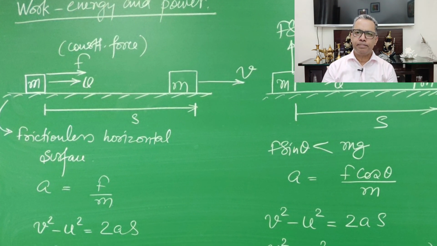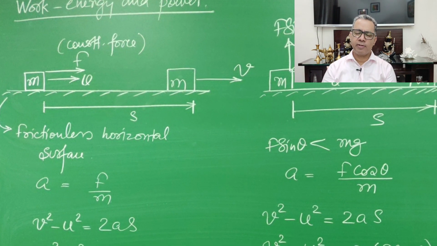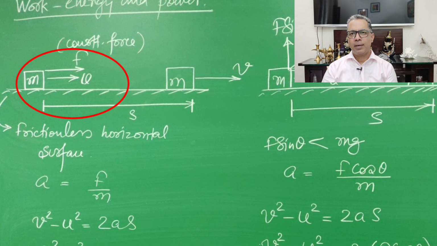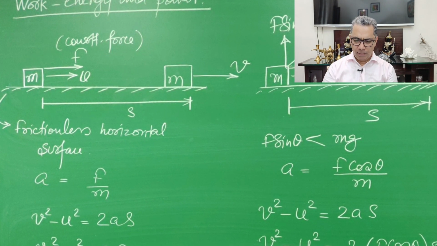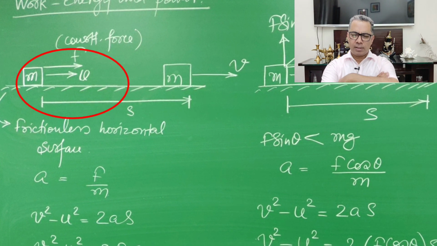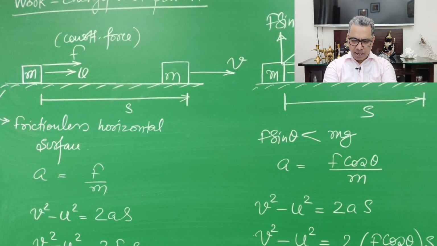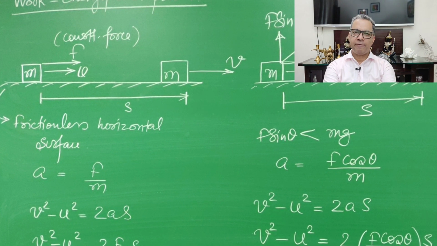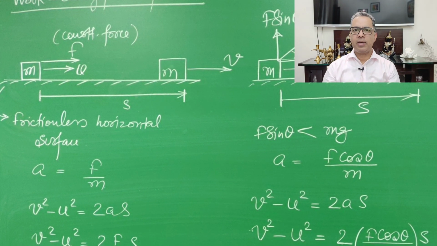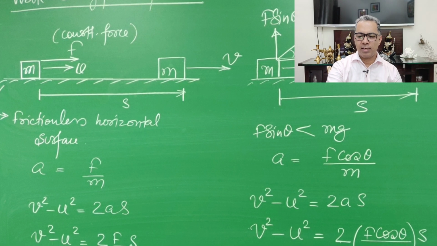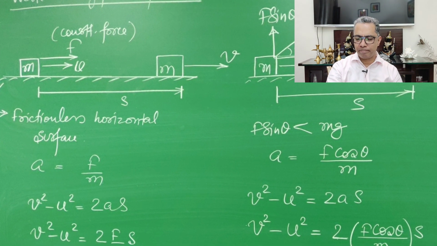We are going to consider here a block of mass m moving on a smooth, or rather frictionless, horizontal floor with a speed u initially to your right, as you can see, and we apply on this block a horizontal force of magnitude F. Once we apply this horizontal force, the block starts to accelerate at the rate A to the right, and this acceleration A of course is F by m.